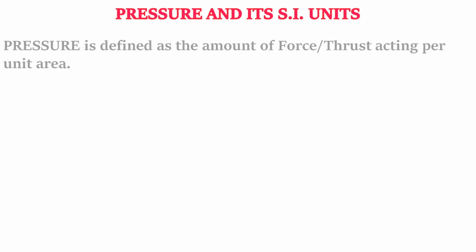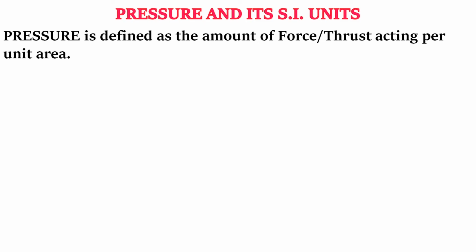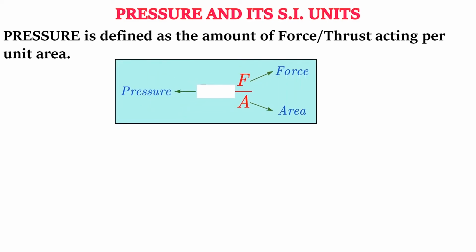Now, let's see the definition and its SI unit. So, the definition of pressure is the amount of force or thrust acting per unit area. Thrust is the total force acting on the surface area. So the definition can be said as the amount of force or thrust acting per unit area and can be written as P is equal to F upon A, which means pressure is equal to force upon area.